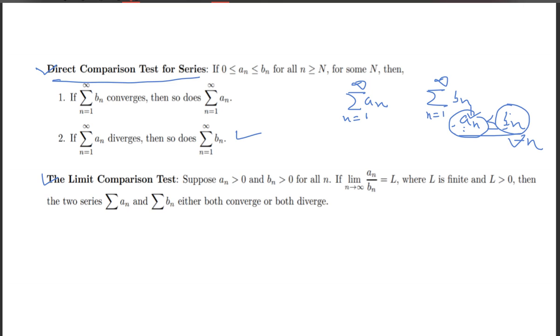So I am repeating once again, two series are there, an and bn. If an is less than or equal to bn, then if the bigger one bn is convergent, then an is also convergent. And for the divergence case, if the smaller one is divergent, then the bigger one is also divergent. This is called direct comparison.